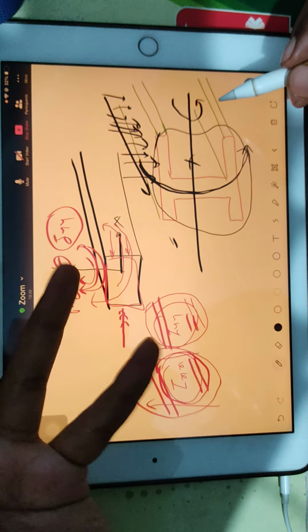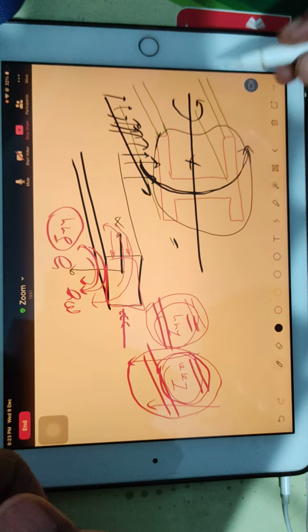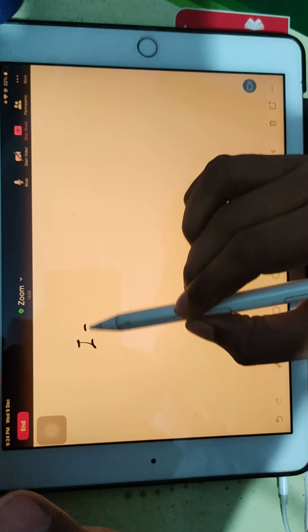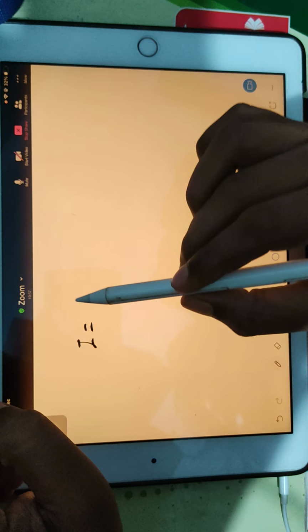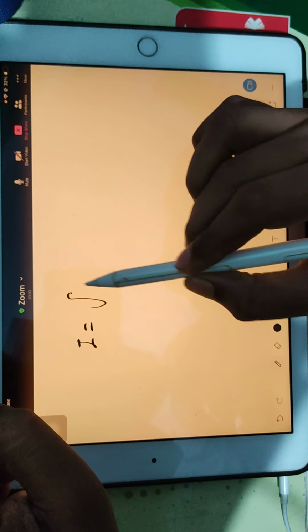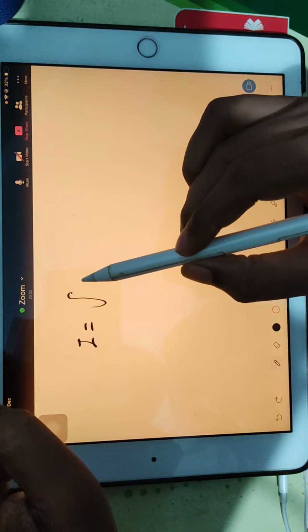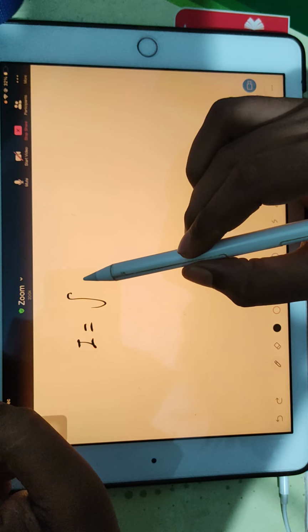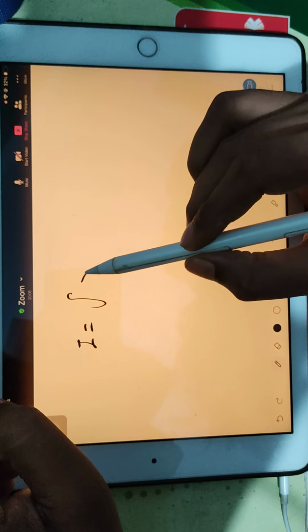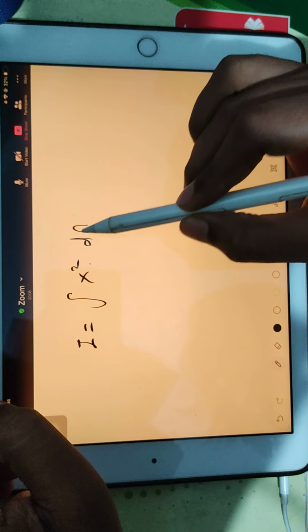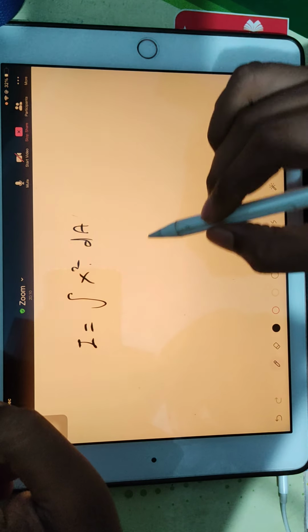Now I will explain why the moment of inertia is high about this axis. Moment of inertia has its own ready-made formula, ready-made idea. That idea is I equals that distance, like you can say x square into dA. What is the meaning of this?